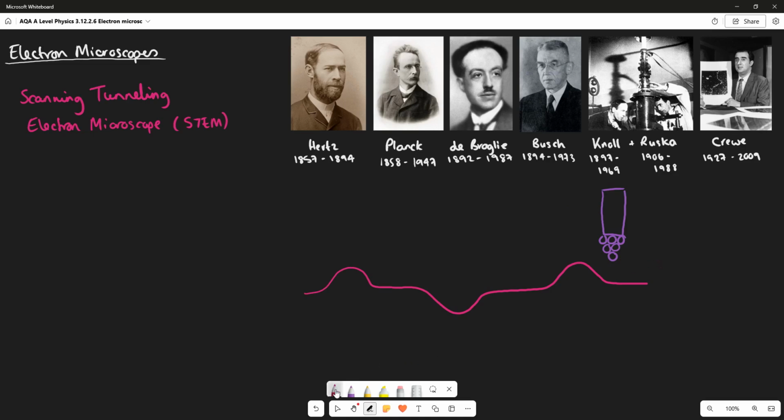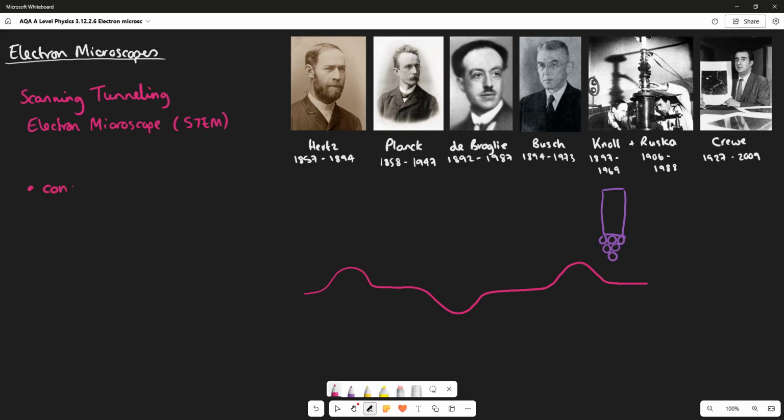And what is happening is that between the tip of the probe and the surface of the material, electrons that are inside the material are able to jump across the gap into the tip of the probe through the process of quantum tunneling. And there are two ways that we can use this probe to take measurements of the surface.